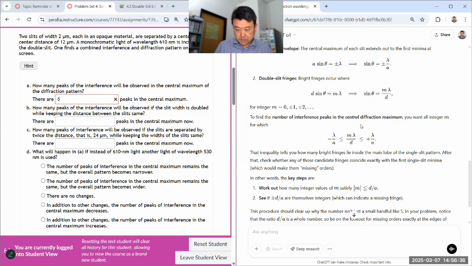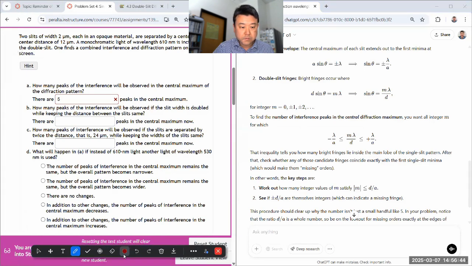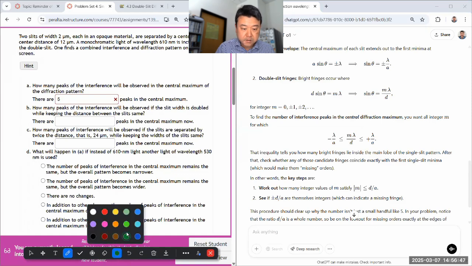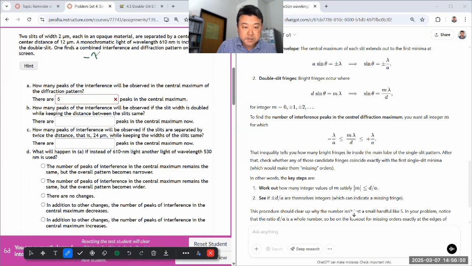So let me calculate. I'm going to write down in the margins: minus lambda over a is less than or equal to m lambda over d, less than or equal to plus lambda over a. Let me do a bit of simplification. Lambda cancels out. I don't actually have to plug in lambda. So it's 1 over a.